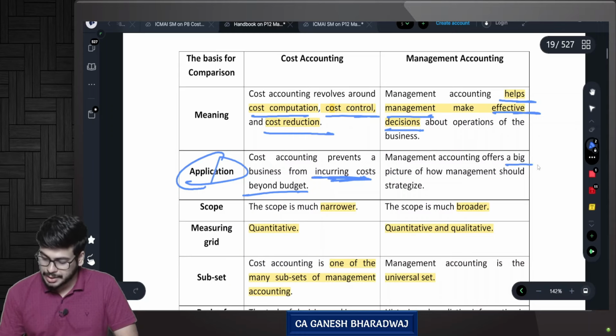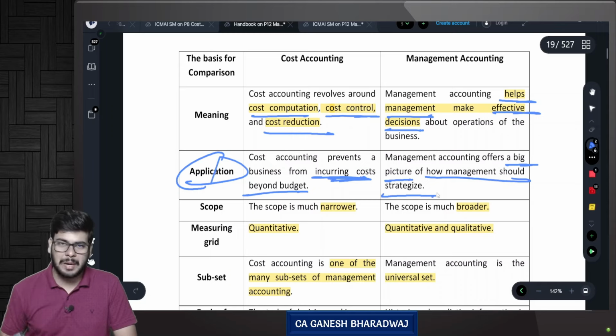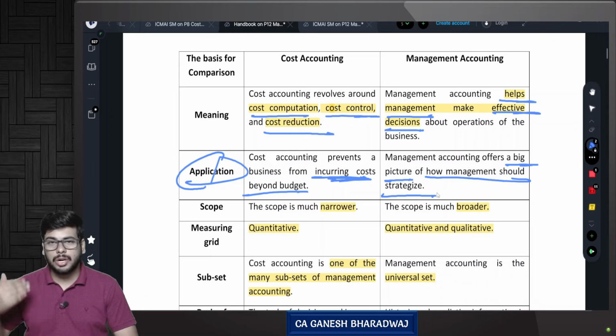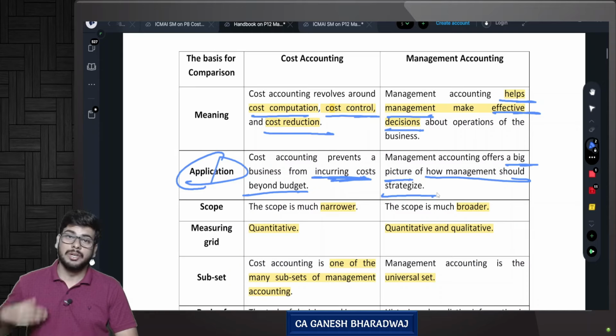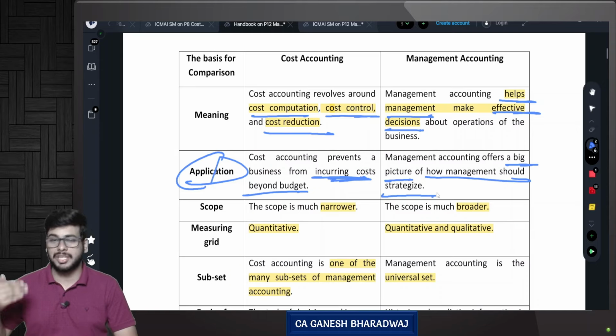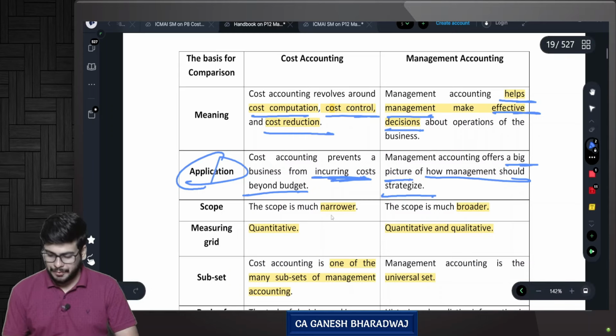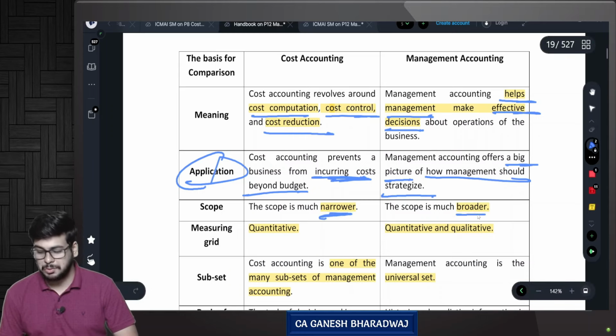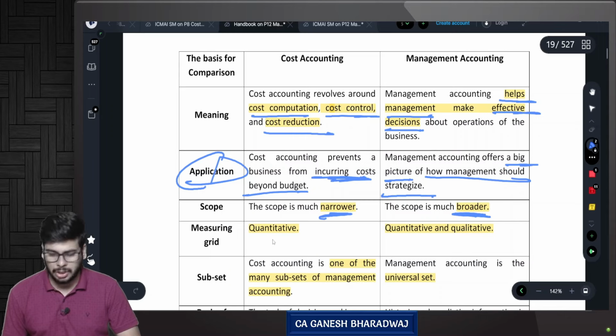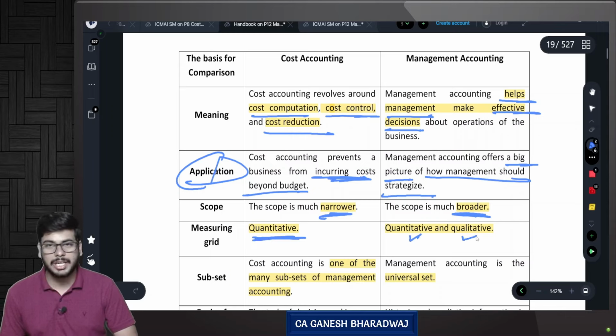Management accounting offers a big picture of how the management should strategize. So here also, you prepare a budget, not just the budget. You compare that with the actuals, and the management accountant will also come up with ways as to how you can improve or strategize your business. The scope of cost accounting is narrow, whereas management accounting is broader. Cost accounting has only quantitative factors, whereas here it involves both quantitative and qualitative.